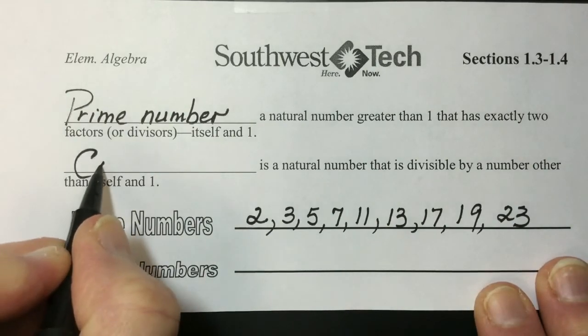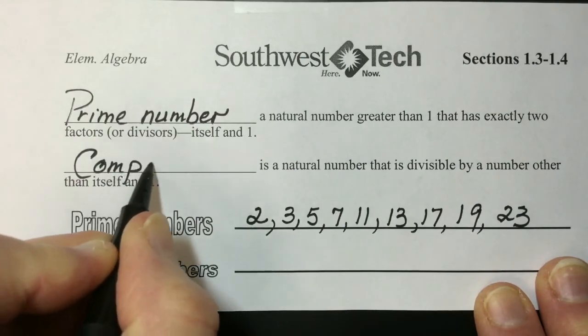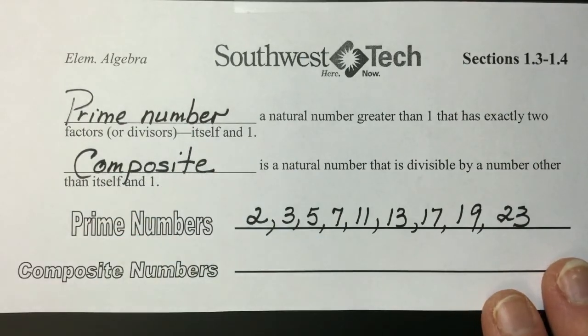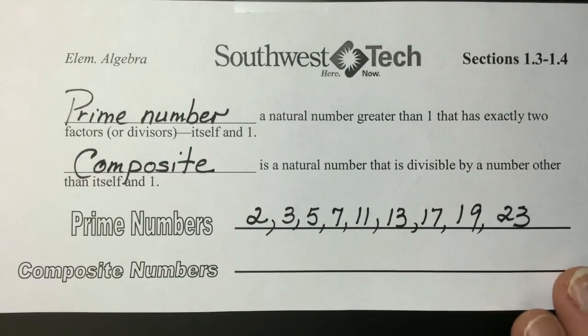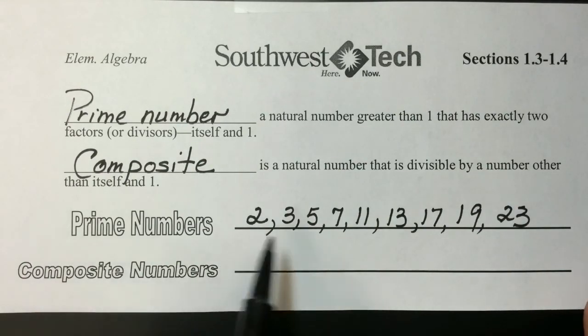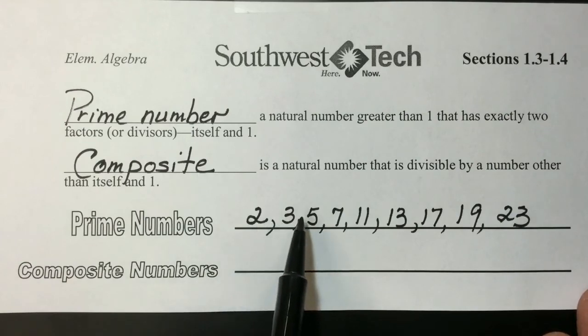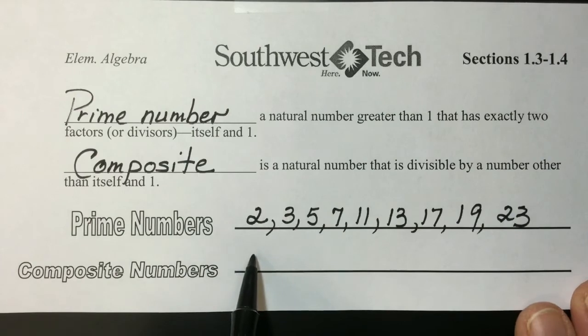If a number is not prime, and has more than just itself and 1 as factors, it is called a composite. The definition listed here is that a composite is a natural number that is divisible by a number other than itself and 1.